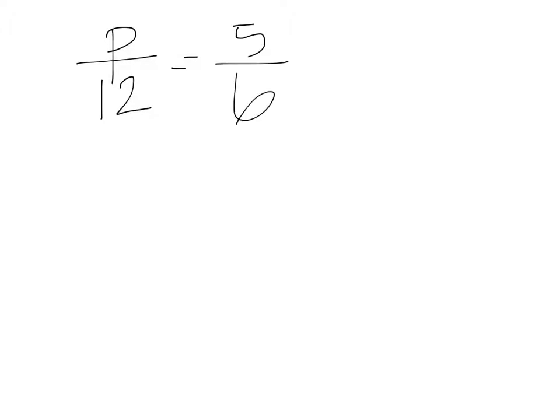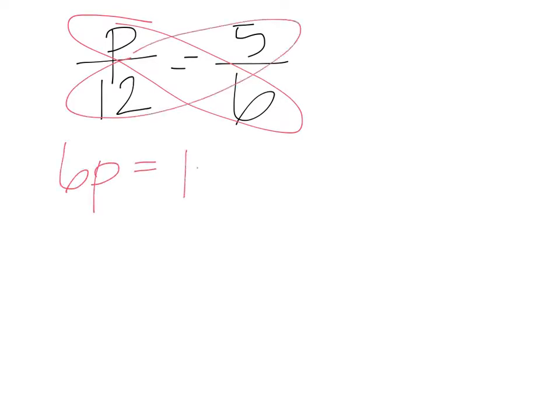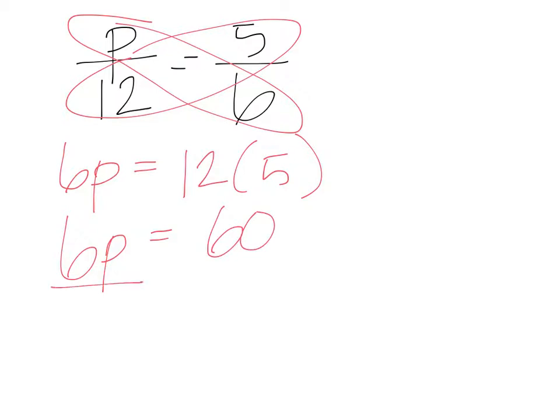Let's try one more like that. Let's do p over 12 equals 5 over 6. We're going to use cross products again. So let's just set up our equation of 6p equals 12 times 5. Go ahead and pause the video and try to solve it on your own. What you should have got is 6p equals 60. You should divide by 6, so p equals 10.